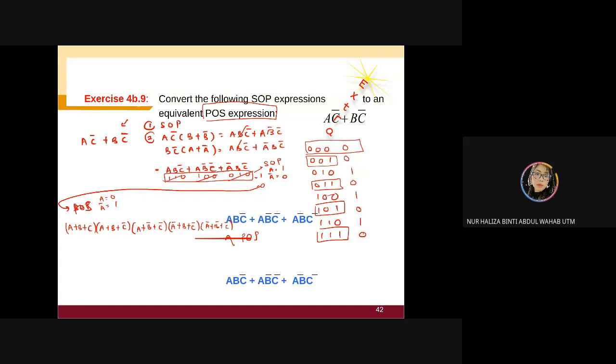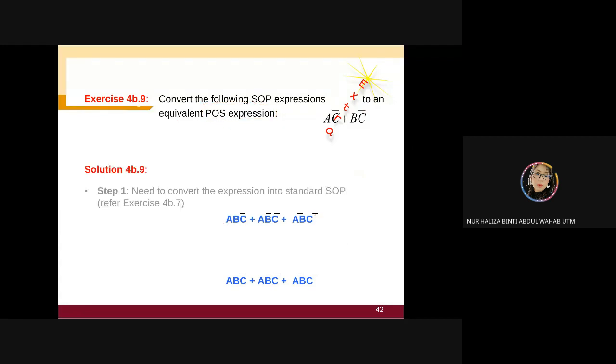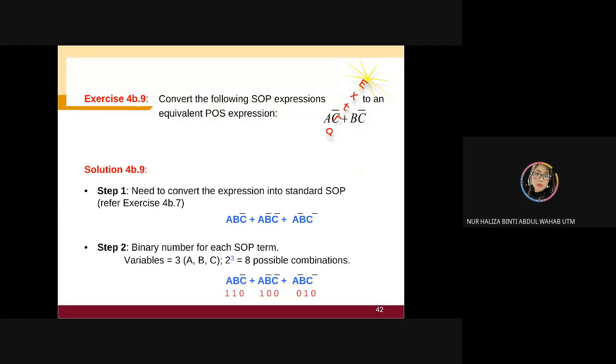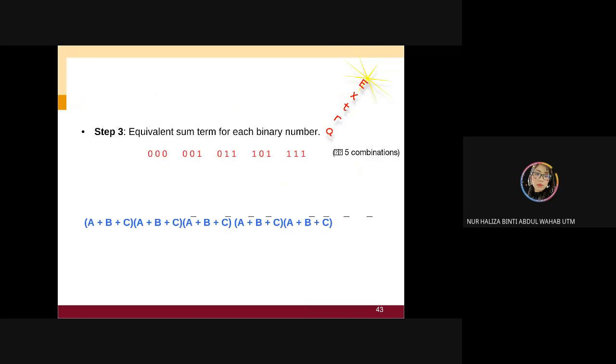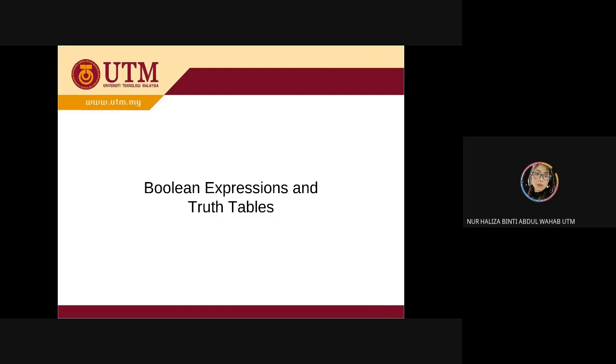Let's take a look into the proper way given in your slide. Okay, it shows you 3 combinations, right? And there are another 5 combinations that get 0, 0, 0. Equivalent sum term for each binary number. So this is your final answer.